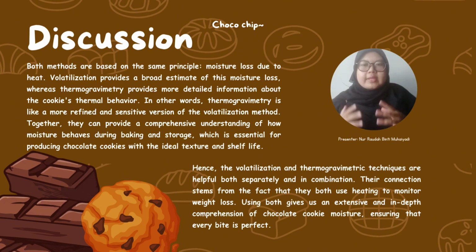Together, they can provide a comprehensive understanding of how moisture behaves during baking and storage, which is essential for producing chocolate cookies with ideal texture and shelf life. Hence, the volatilization and thermogravimetry techniques are helpful both separately and in combination. Their connection stems from the fact that they both use heating to monitor weight loss. Using both gives us an extensive and in-depth comprehension of chocolate cookie moisture, ensuring that every bite is perfect.